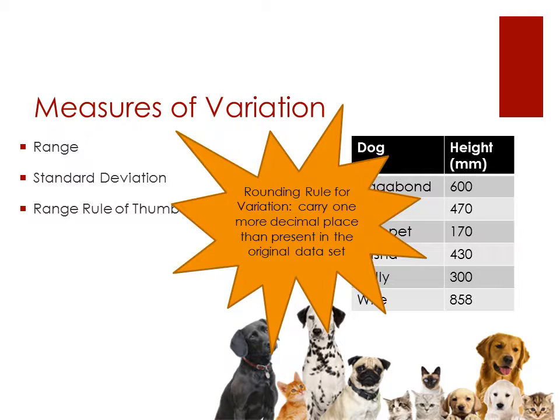Alright, keep in mind as we move forward that the rounding rule here for variation is that we need to carry one more decimal place than is present in the original data set. Again, you must make sure you're having this within your formulas. Don't have it separate from, but put it with your formulas. This is the final step, and it will cause you to lose points on both the homework and the exam if you're not rounding correctly.